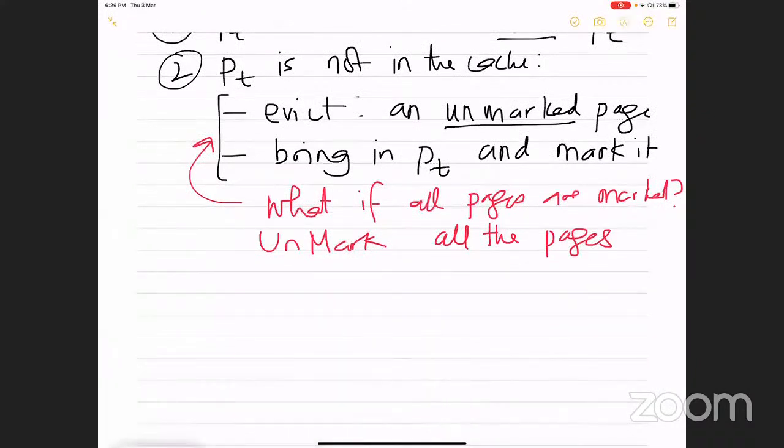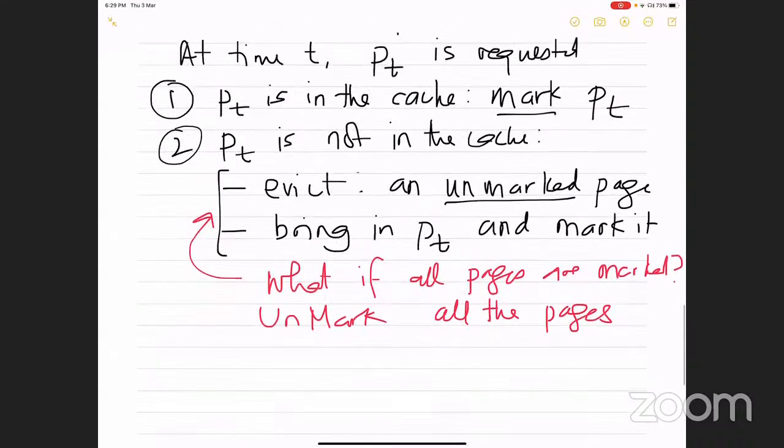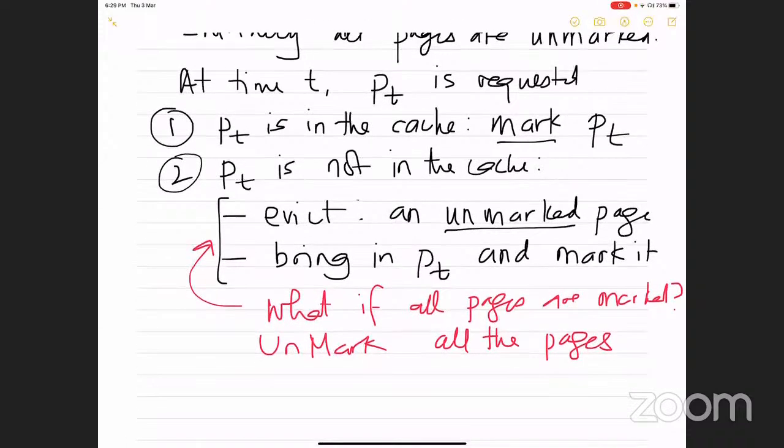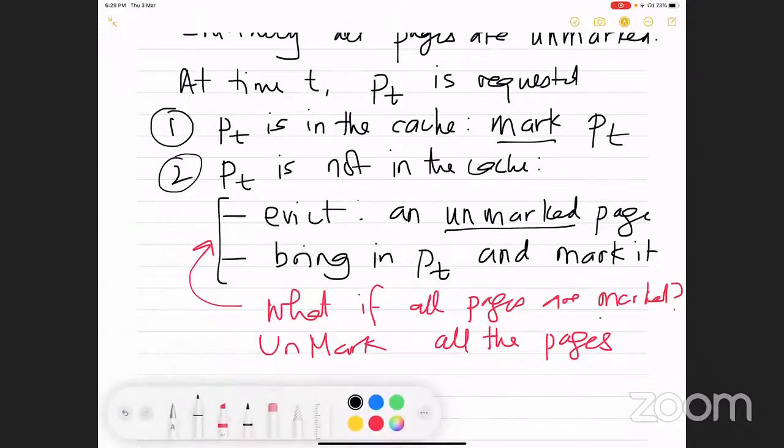Yeah, go on, please. What if all pages are marked? Yeah, if all pages are marked, then you unmark all the pages. Okay, thank you.